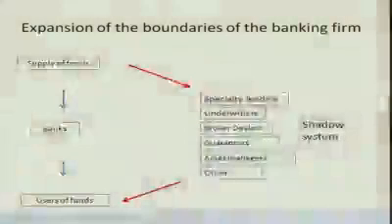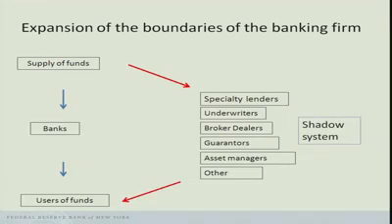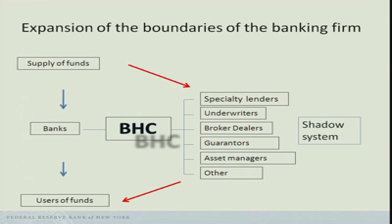And so in order to fix this point with an image, if I go back to my picture before of how the system of intermediation moves away from the traditional line, so this is the shadow system, but more specifically, what is the shadow system made of? It's basically composed of all those entities, again, that I was mentioning, that emerge to cater to the needs along the chain: specialty lenders, underwriters, broker-dealers, guarantors, asset managers, and so forth and so on. And so the point is that we should at least allow for the possibility that all these entities could be incorporated under common ownership and control of bank holding companies.